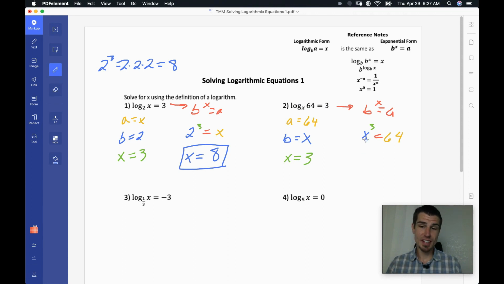So now we're saying the equation itself is x to the third power equals 64. So what we're asking ourselves is, what do we need to have as the base so that when we raise it to the third power, when we multiply by itself 3 times, we're going to get 64? Well, we could do a little guess and check here.